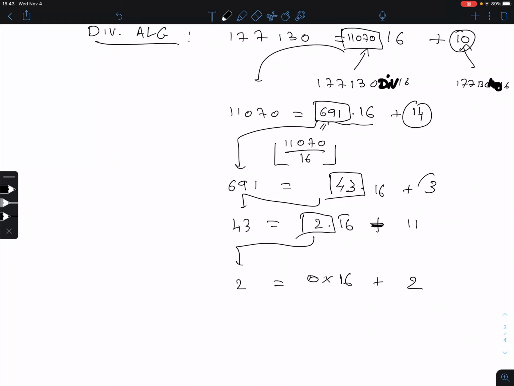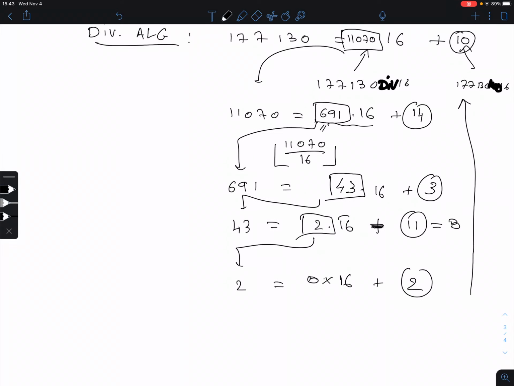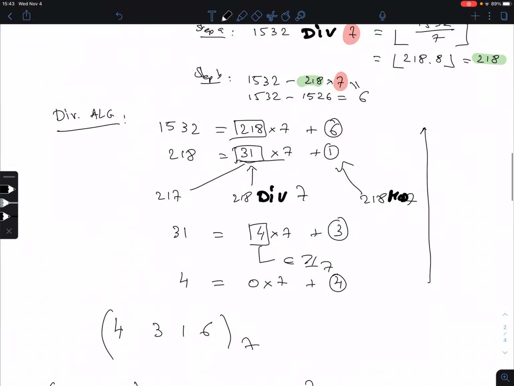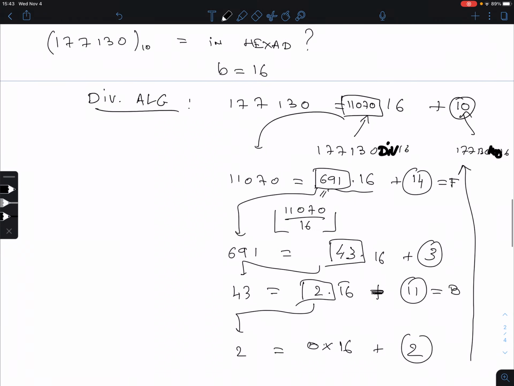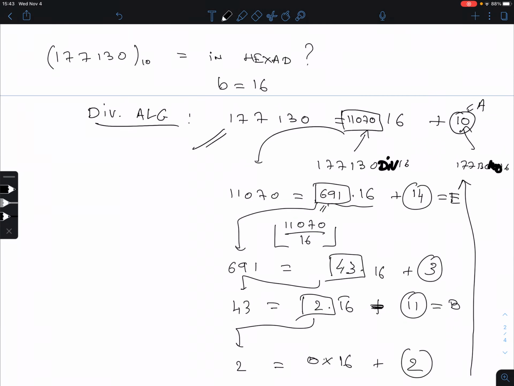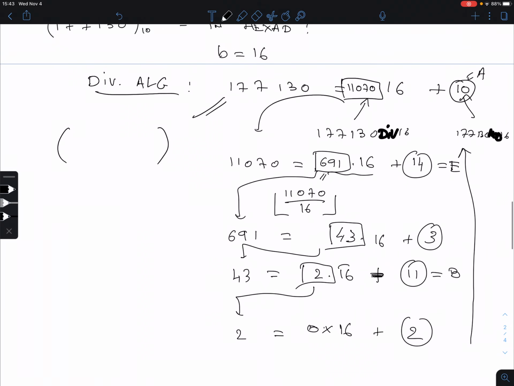So these are now the digits in hexadecimal, but we know that this digit actually is written B. 14, I don't know this by hand, so I'm cheating. 14 is E. And 10 is A. So this number in hexadecimal, well, we have to list these things from the bottom one first: 2, B, 3, E, A.